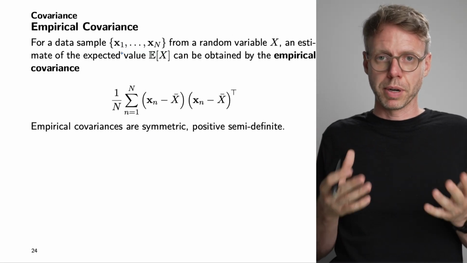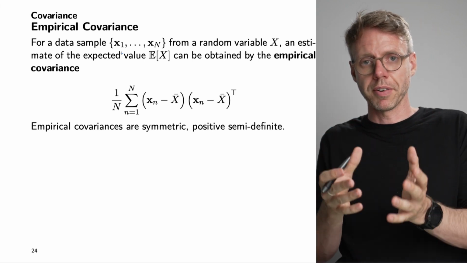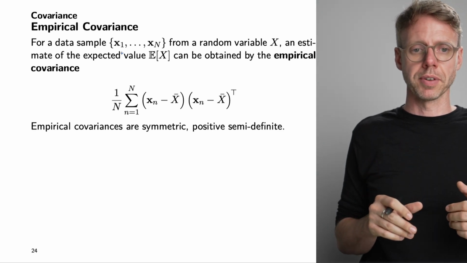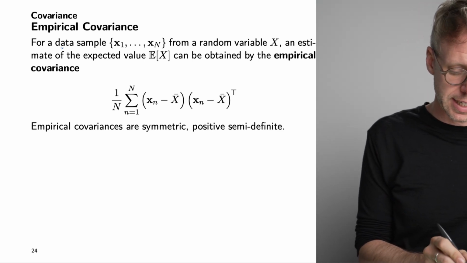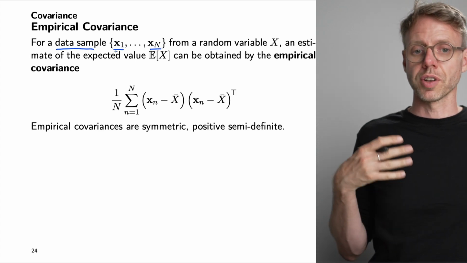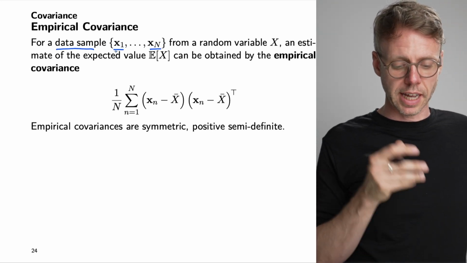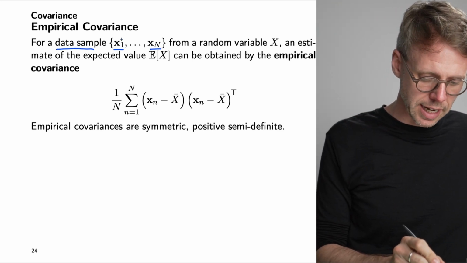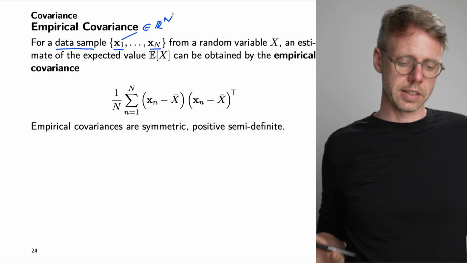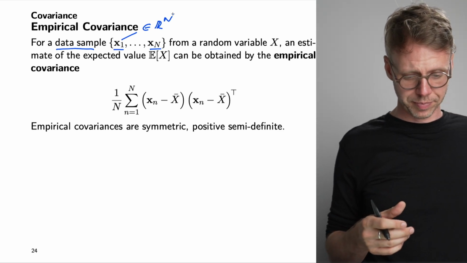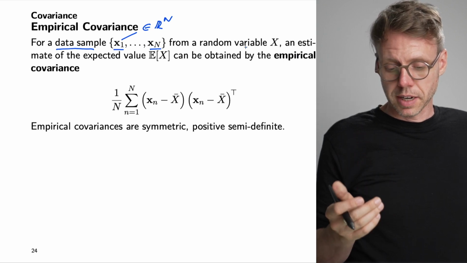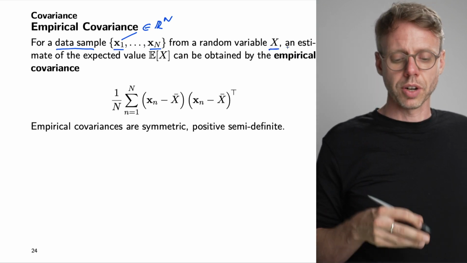Similar to the empirical mean and the empirical variance, we can also estimate an empirical covariance matrix. So if we have a data sample, so n different realizations of a random variable, in this case the random variable is actually a vector. So each of those xn's is, for example, n dimensional. X is a vector of n real numbers. These are all identically and independently sampled from the distribution of the random variable x.